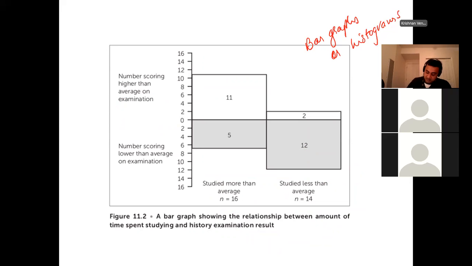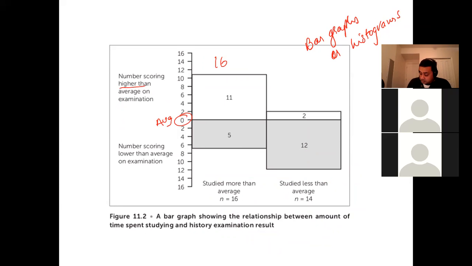Or histograms. Okay. This is a more representative graph because if you look at this graph, if 0 is your average, this is your average. We have a total of 16 students here. 11 studied more than average, 5 studied below. 16 studied more than average, 11 scored higher, and 5 scored below average.